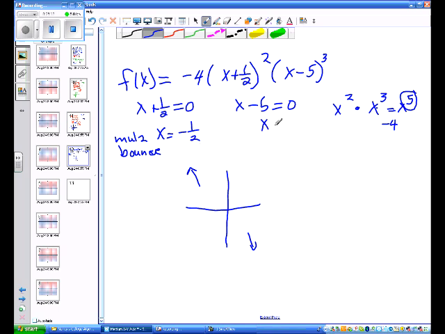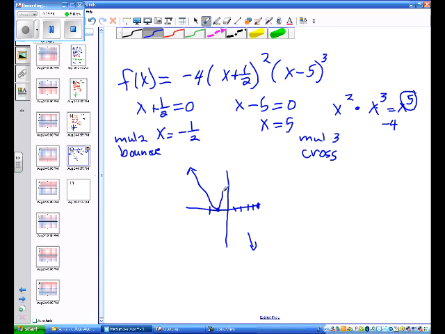This one we would add 5, so we get x equals 5, but we would have had that answer 3 times. So this one has a multiplicity of 3, so we're going to cross here. The most number of times that we can turn is 4. It's 1 less than the degree. So if we graph this, we have negative 1/2 and 5. Okay, we're coming down to negative 1/2, and when we get there, we're going to bounce.